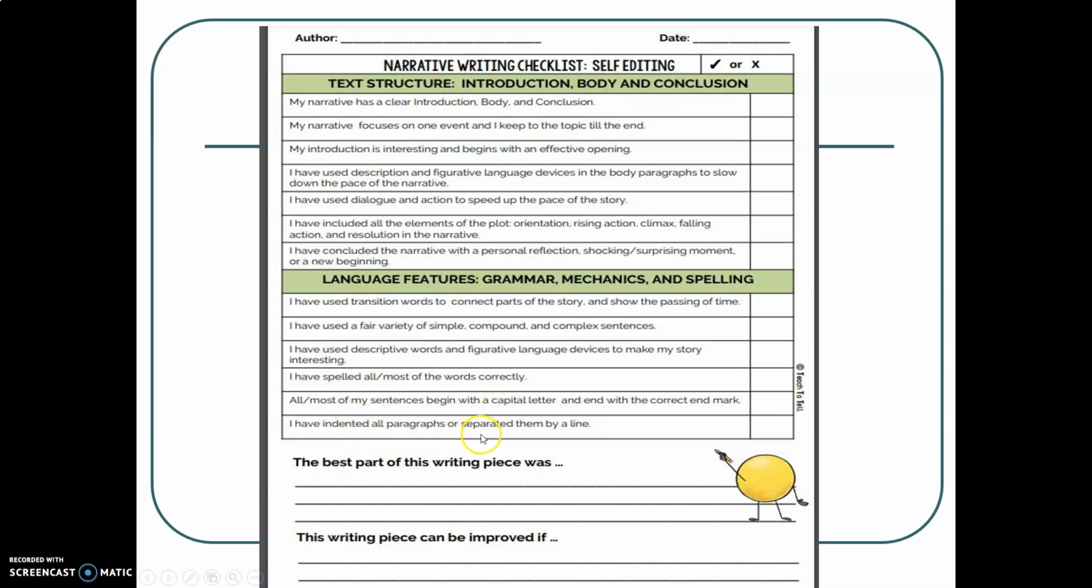I have indented all paragraphs or separated them by a line. Yes, especially if you look at the elements of plot and you use that graphic organizer that I have put here in Schoology, that very well helps you identify the paragraphs. So you should have those in there too. Again, two spaces in for indentions, or you can skip a line between your paragraphs. The best part of this writing piece was, and this writing piece can be improved if. So really look at this closely and make the changes. This makes quite a big difference on your writing.